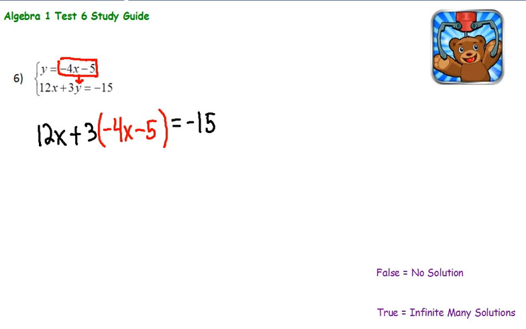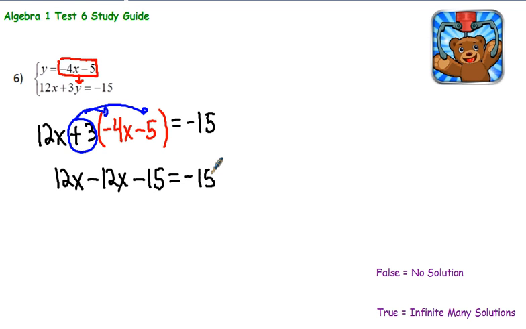Now, I can solve for x from there, so let me distribute. Got a positive 3 here that I need to distribute. So that would be 12x minus 12x minus 15 equals negative 15. Right, so something should start looking kind of weird here. 12x minus 12x, wait, that cancels, because 12x minus 12x would be 0. And the only thing left over is negative 15 equals negative 15. Then it's like, wait, how am I supposed to solve for x when there are no x's?